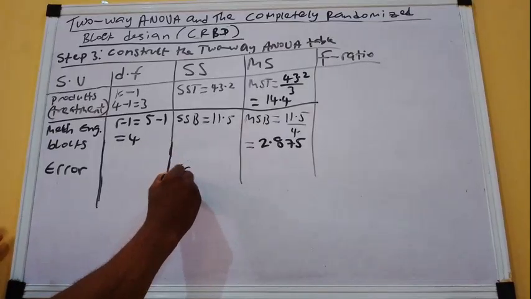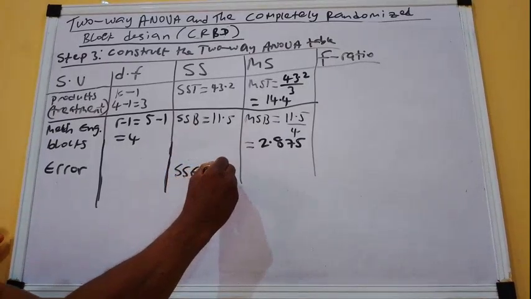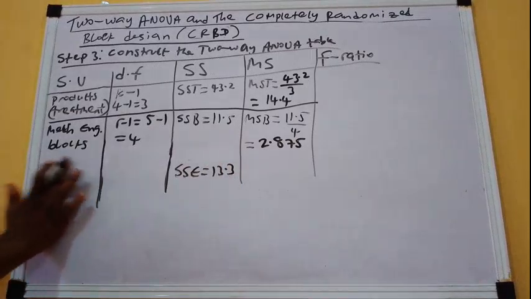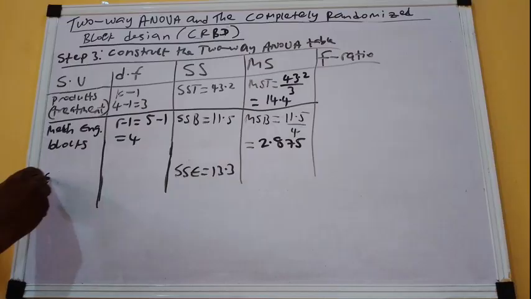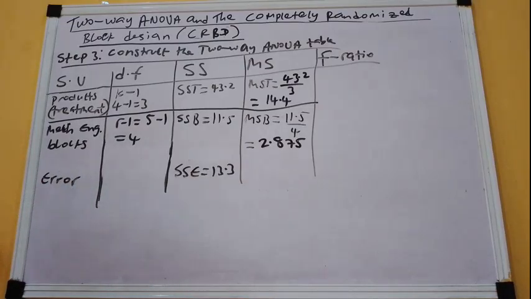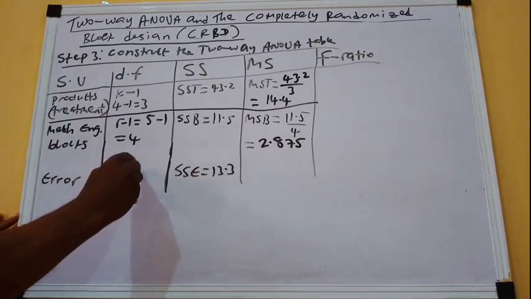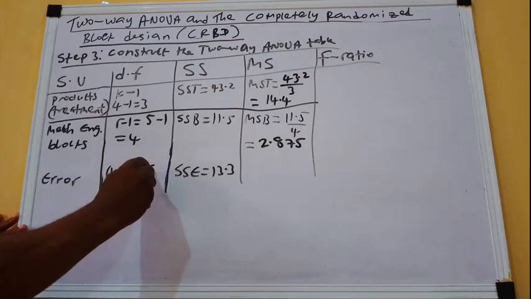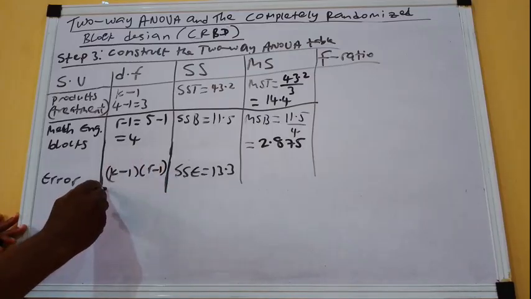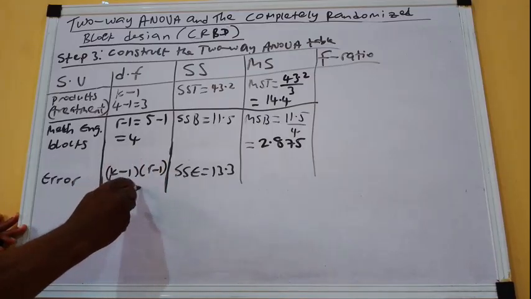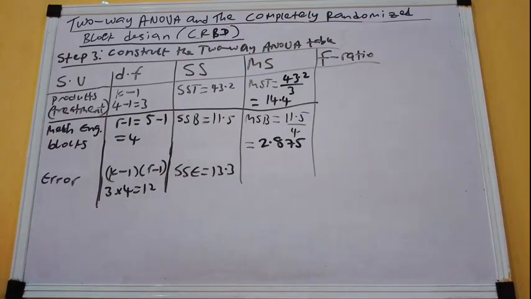So our SSE is equal to 13.3. So for error, you have k minus 1 into r minus 1. So this will be 3 times 4, which is equal to 12. That's what you have there.